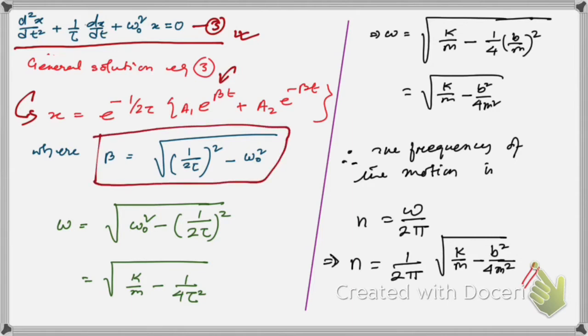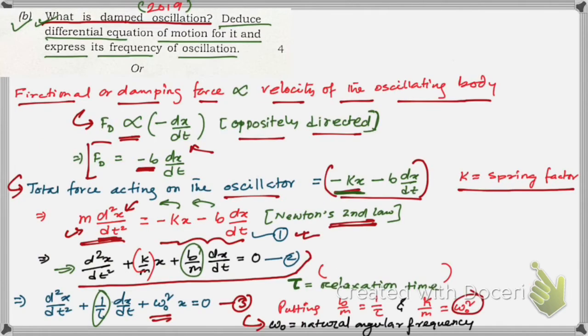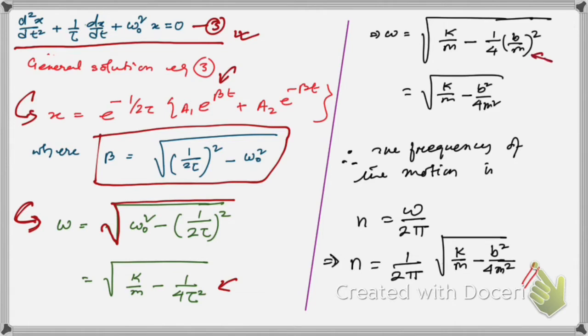Now the angular frequency omega will be given by omega naught, which is the natural angular frequency. Omega is the square root of omega naught squared minus (1 by 2 tau) whole squared. After putting the value of 1 by tau, which we have considered equal to b by m, we get this expression. So this is the frequency of the motion, right?